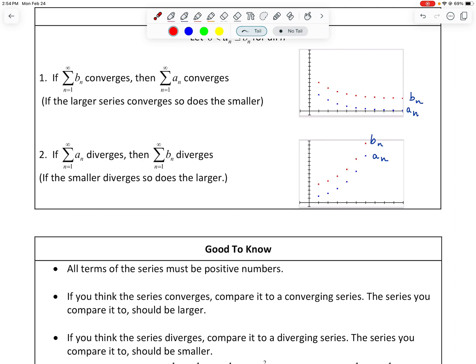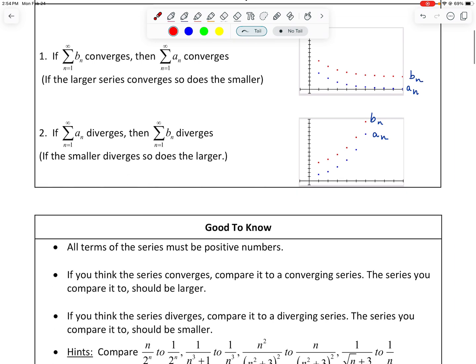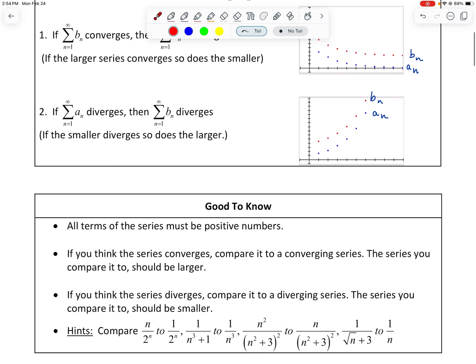So our goal today is to find series that are either, if we think a series is converging, then we want to find a series that's larger than the given series. And if we can show that that converges, then it automatically makes our difficult problem converge. And the vice versa with the divergence. If we show that a sub n diverges, then b sub n, as long as it's bigger, will also diverge.